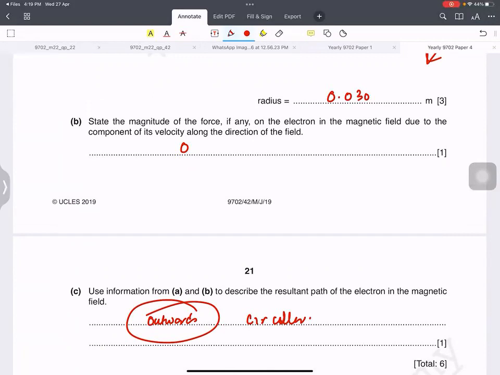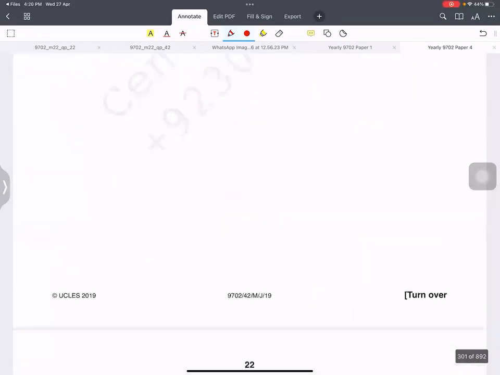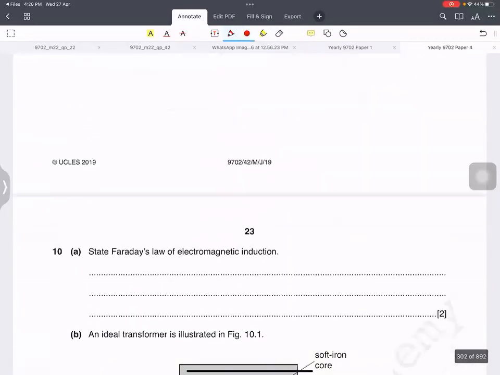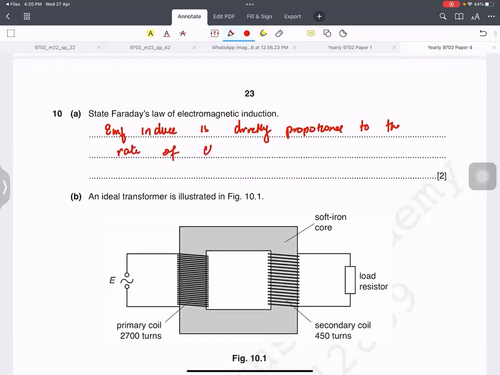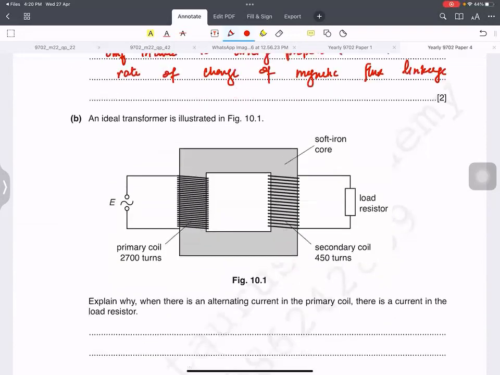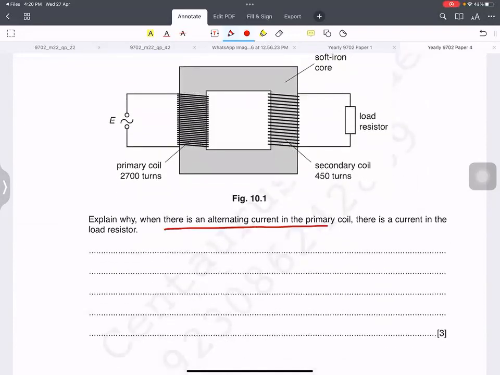All right. Uske baad ye karna nahi hai. Faraday's law of electromagnetic induction: EMF induced is directly proportional to the rate of change of magnetic flux linkage. Okay. Explain why there is an alternating current in the primary coil.